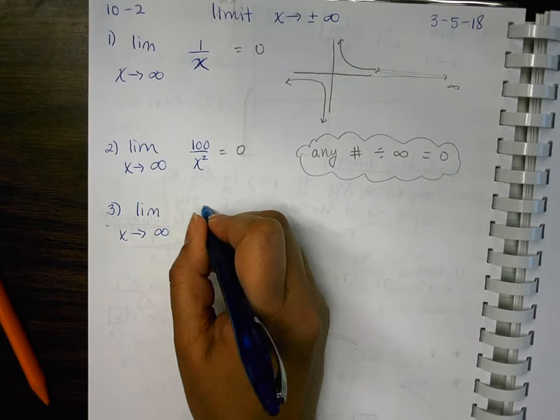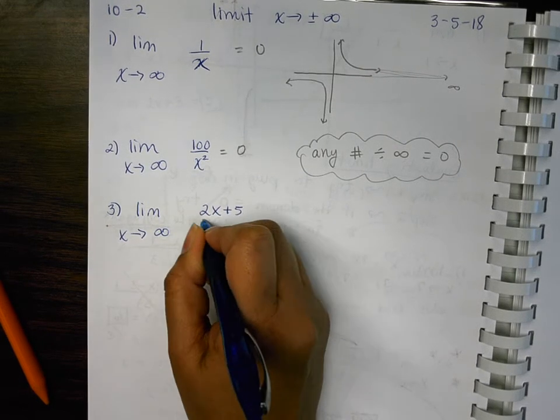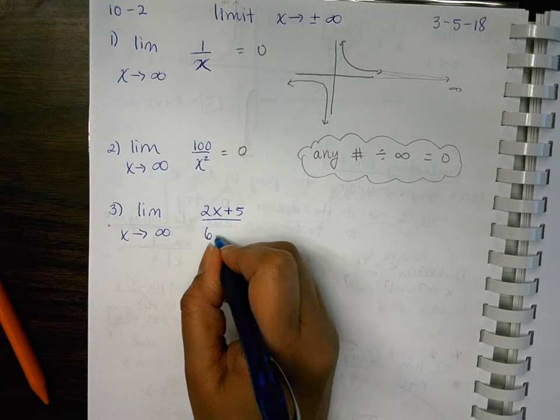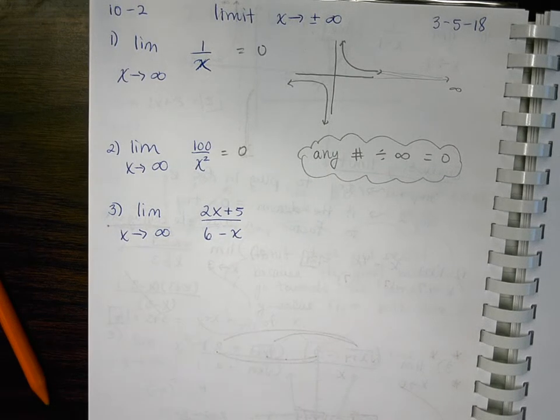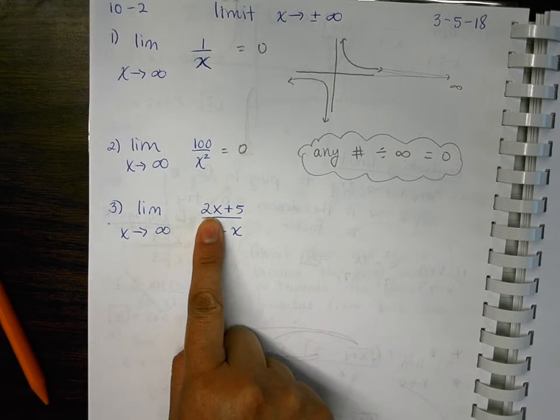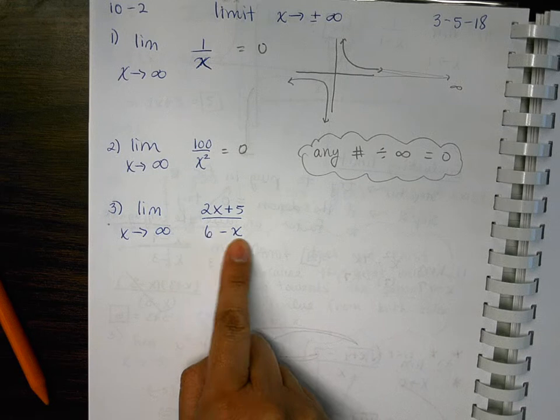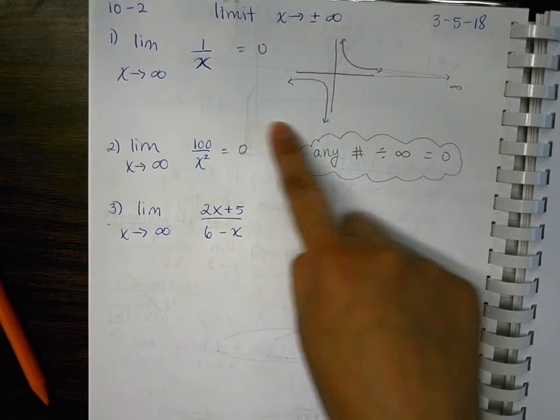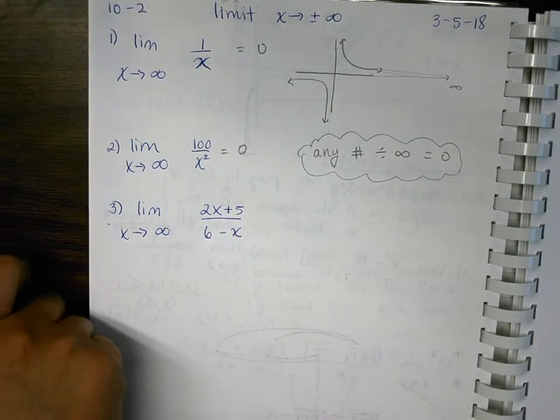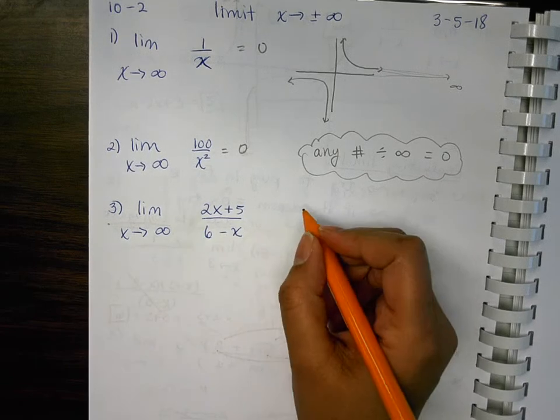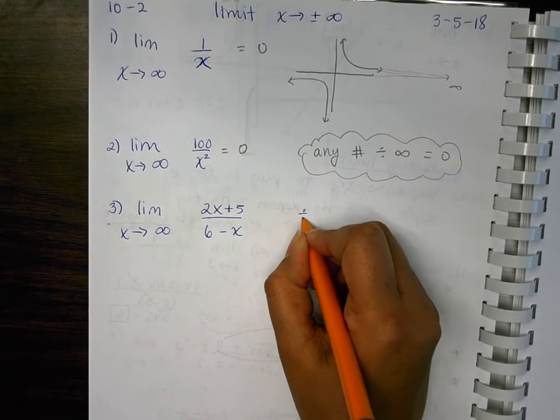All right, number 3, we're going to change it up a little bit. The limit as x approaches infinity of (2x + 5) over (6 - x). Is this a little different than the last two? Do you agree? Yeah, when I plug in infinity, 2 times infinity, so I have infinity plus 5 and 6 minus infinity, not as easy as these two up here. So there is a method, a process we're going to go through. Are you ready?